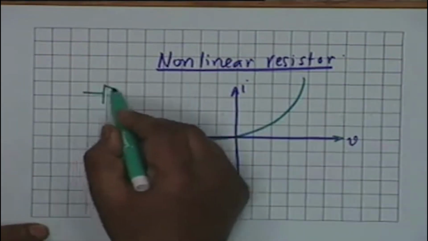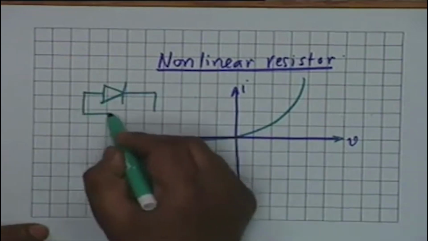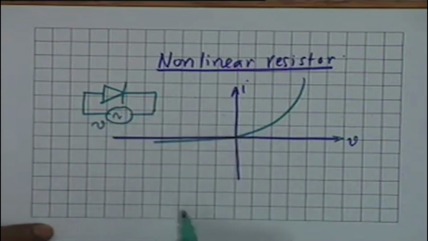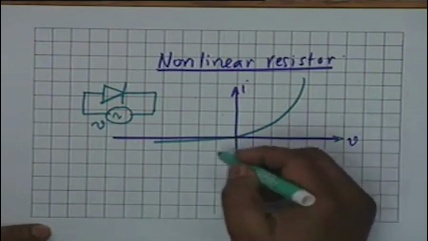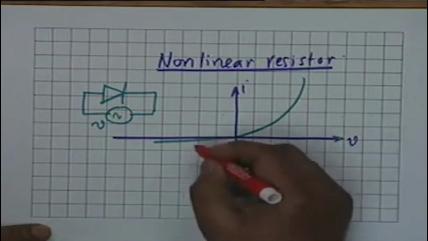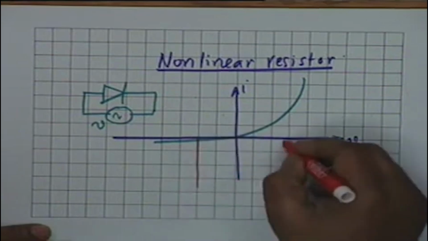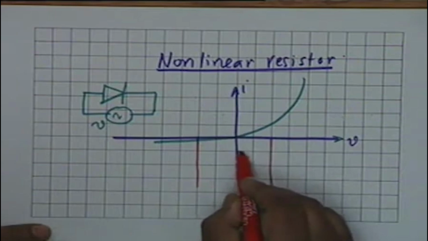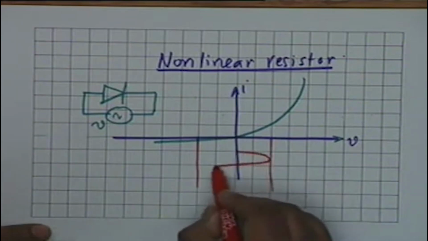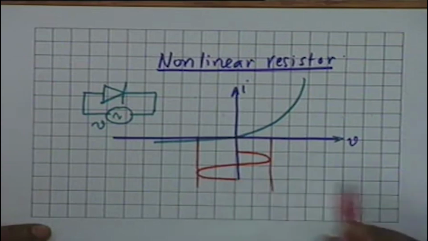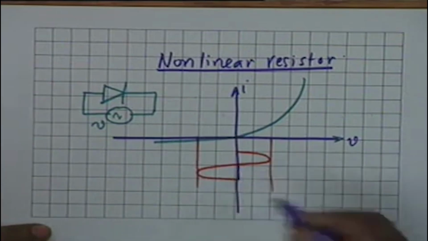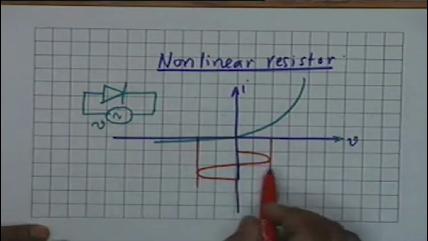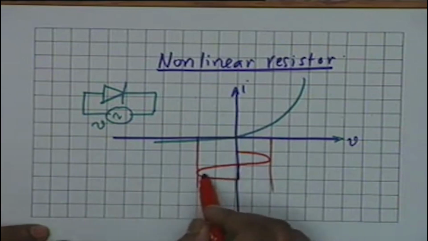That is, you have a diode, this is the symbol for a diode, you apply a sinusoidal voltage V. Sinusoidal voltage means that the voltage varies like this, let's say. Suppose the voltage varies like this. This is sinusoidal. Ignore this slight deviation from sinusoidalness. This amplitude is equal to this amplitude.